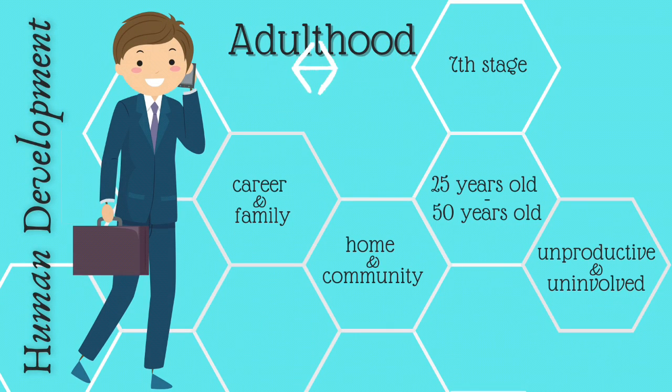Seventh stage is adulthood, from 26 years old to 50 years old. The stage focuses on career and family. They feel that they are contributing to the world by being active in their home and community. Failure to attain this will lead to feeling unproductive and uninvolved in the community.